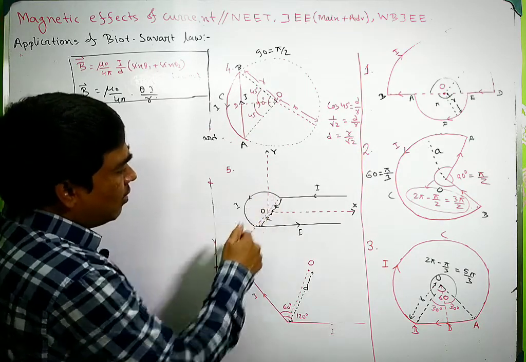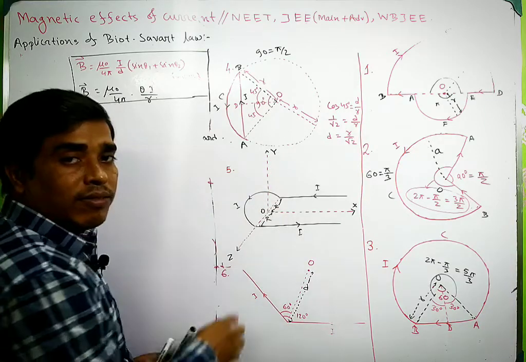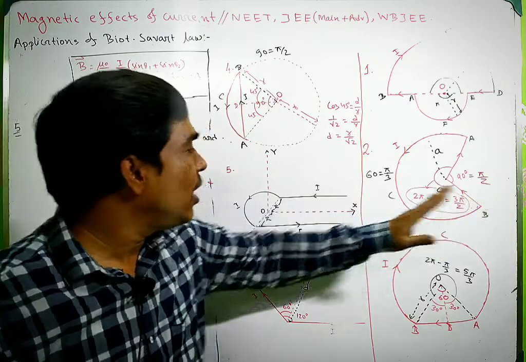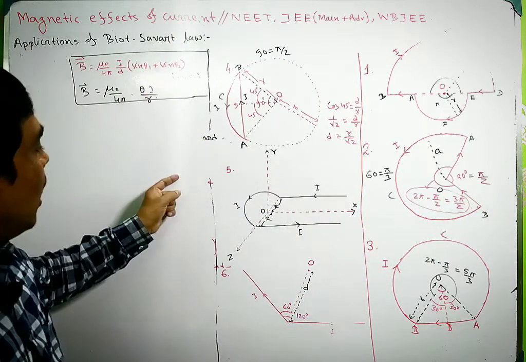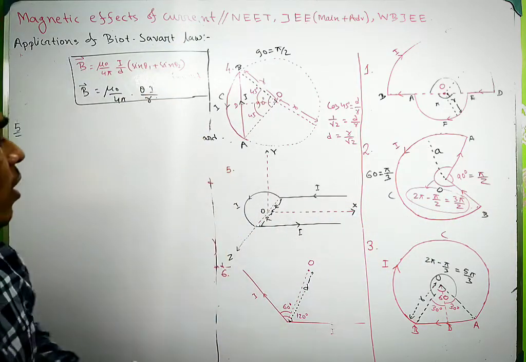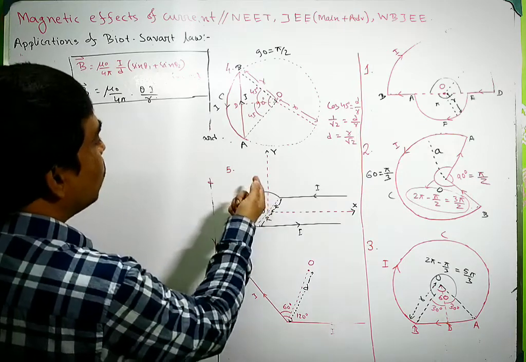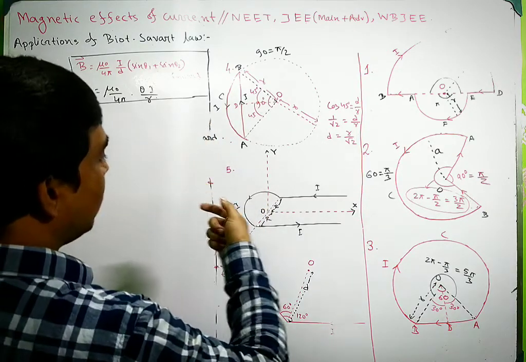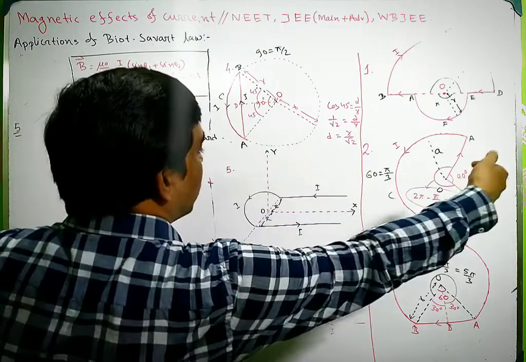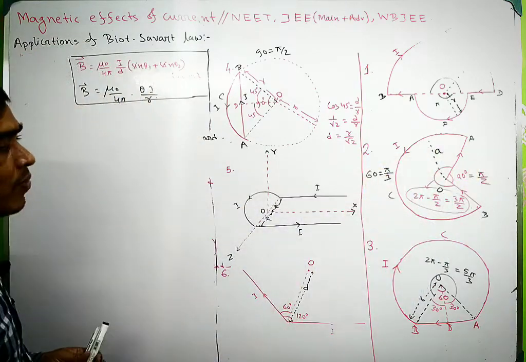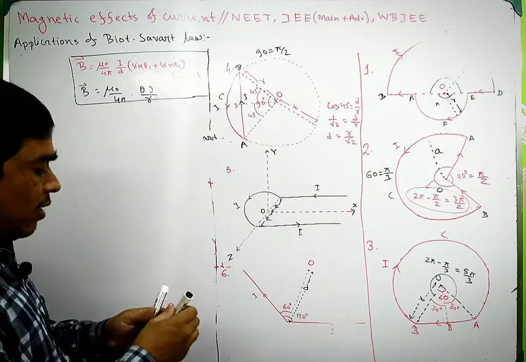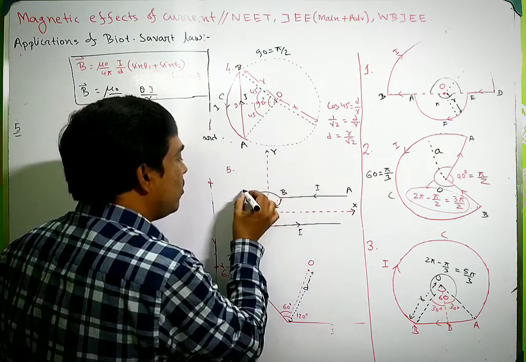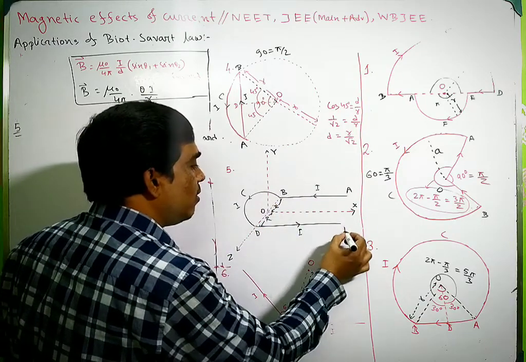This circle is in the YZ plane, so if I take this as the x axis, this as the y axis and this as the z axis, then this circle is along this direction and the two straight wires are along the x direction. Let me label these points A, B, C, D, E.